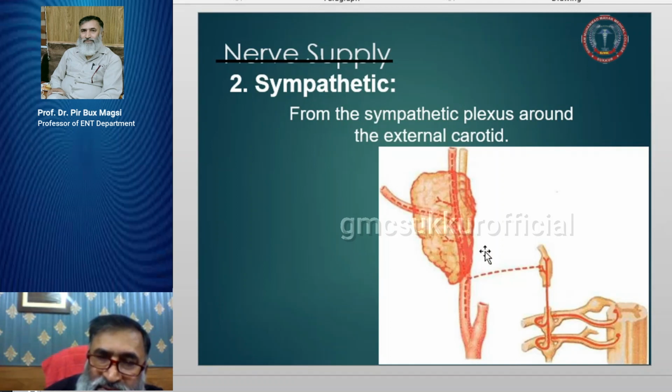sympathetic plexus, and this is very important for the production of the secretion from the parotid gland, because the parotid gland is an exocrine gland which is supplied by your autonomic nervous system, which keeps its secretion going, and sometimes it enables secretion because of the parasympathetic and sympathetic supply.